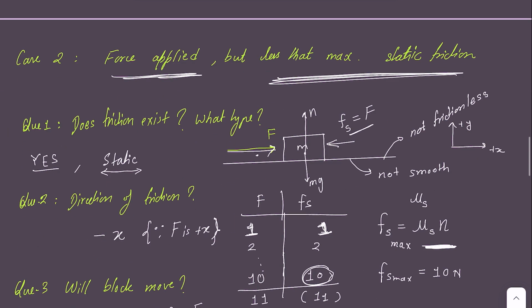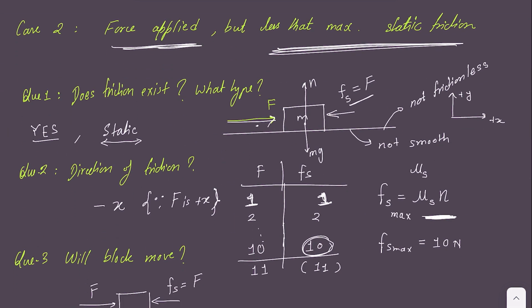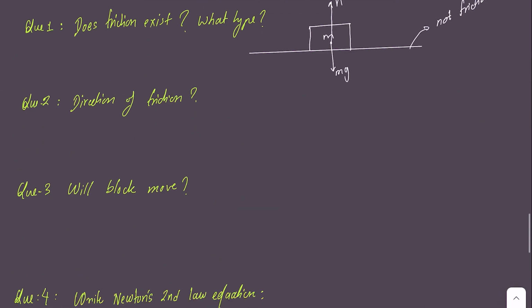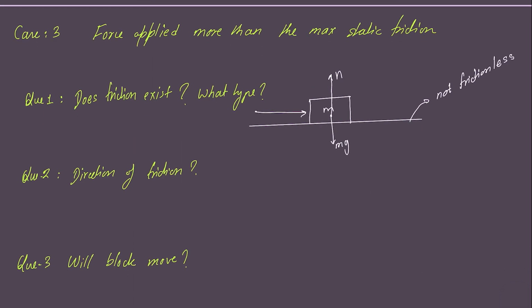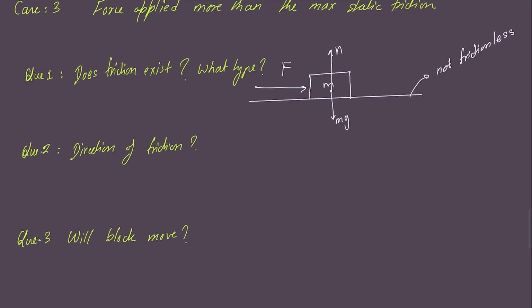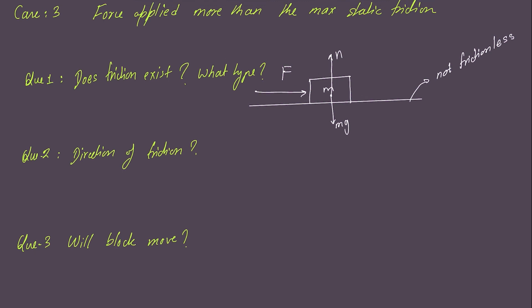Alright, so this was the case when the force applied was smaller than the maximum static friction. Now what will happen if the force applied is greater than the maximum static friction? Question number 1 is, does friction exist? Of course it does. But you have to understand, for this case, the maximum, we made a little table where I had force applied here and frictional force here.